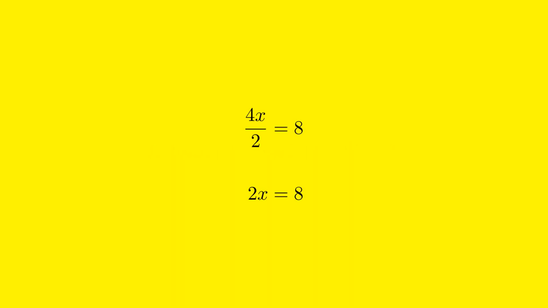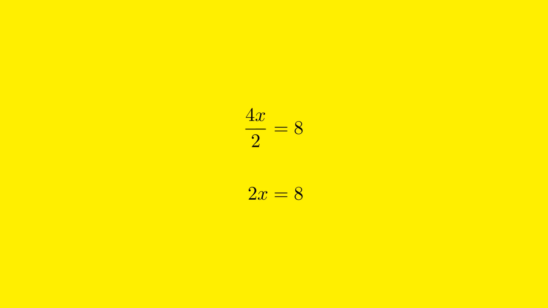To solve for the variable x in the equation 4x over 2 equals 8, we first need to simplify the left side of the equation. We start with the equation 4x over 2 equals 8. Let's break this down. The term 4x over 2 can be simplified. This is because we can divide both the 4 and the variable x by the number 2. Dividing 4 by 2 gives us 2. So the expression 4x over 2 simplifies to 2x.